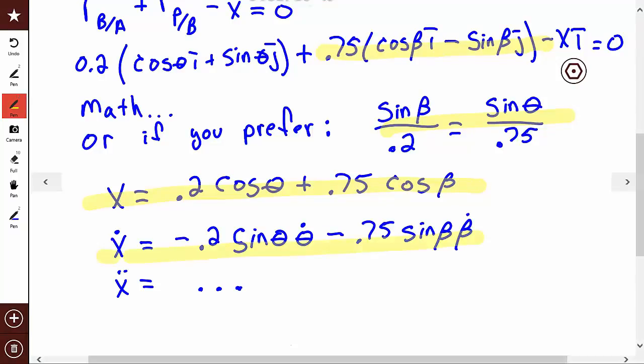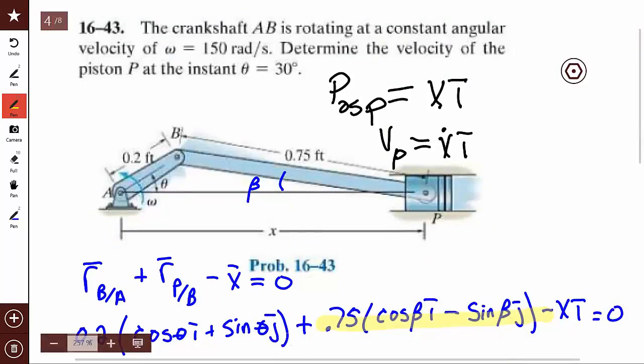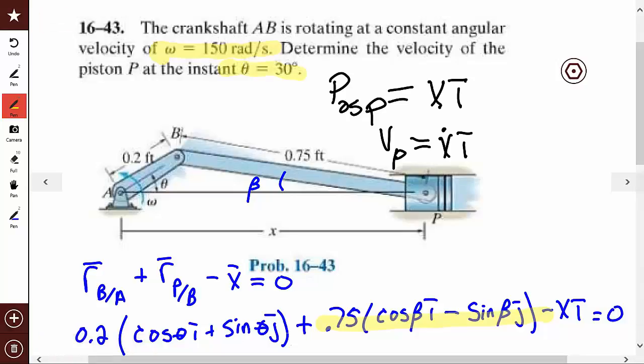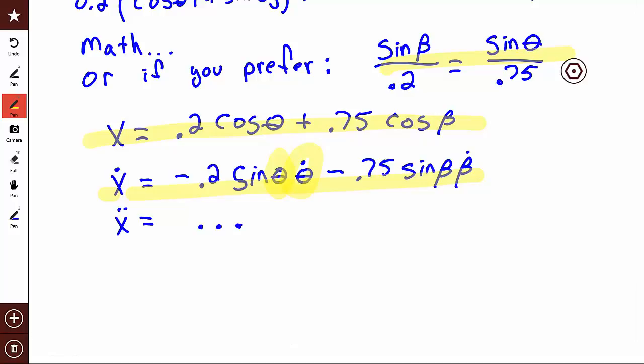Do you know everything you need to know? Do you know theta? It's 30 degrees, right? Do you know theta dot? Theta dot's right here. You know theta. Theta dot. Right? So you know this thing. Do you know the beta? You solve for it. Do you know beta dot? How are you going to get it? You know the theta dot, so you can find it.